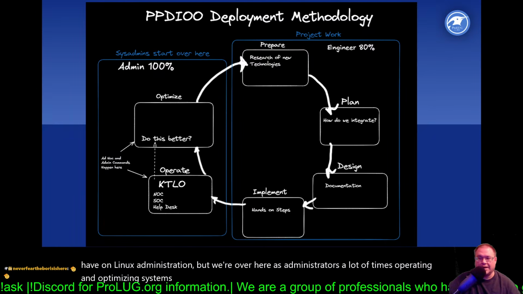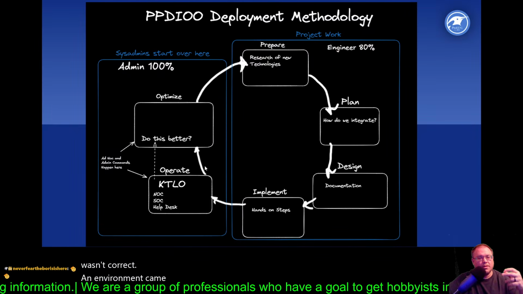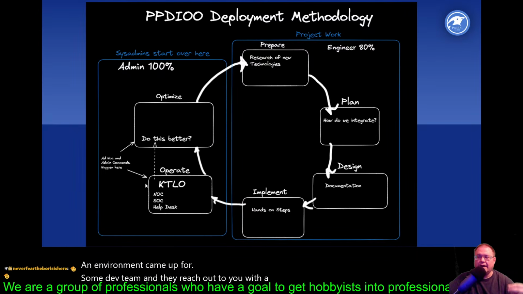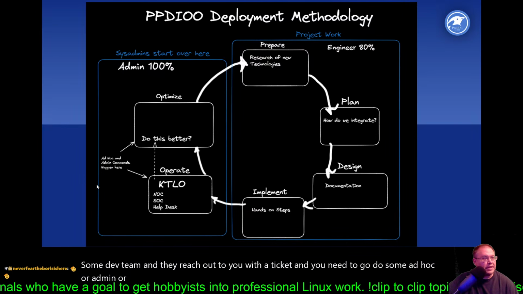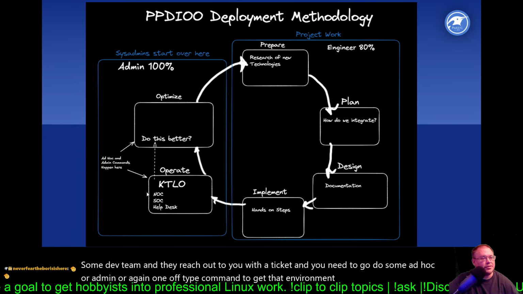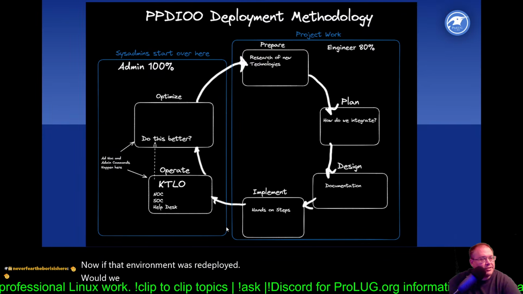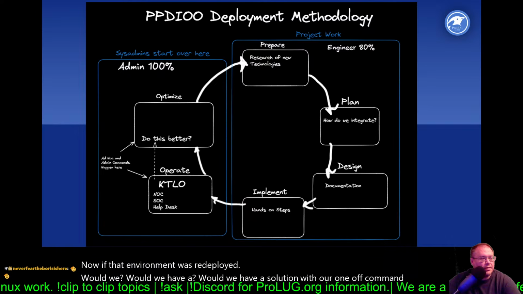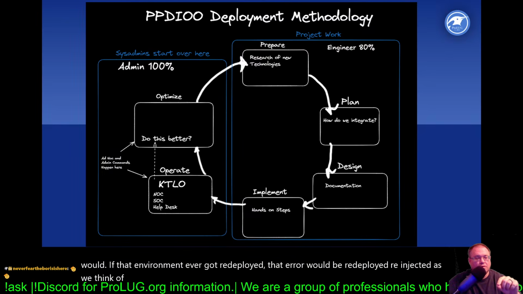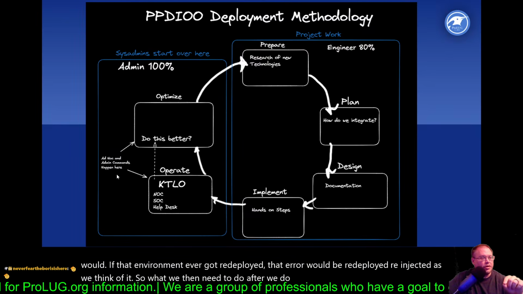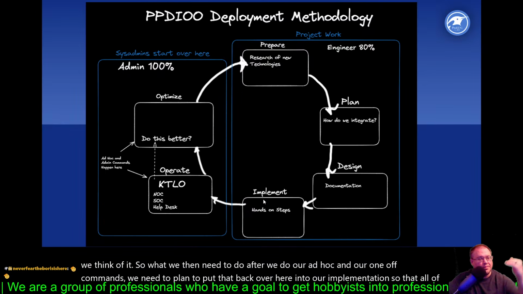So operations, I said in that example, a server came up and it wasn't correct. An environment came up for some dev team and they reach out to you with a ticket and you need to go do some ad hoc or admin or one-off type command to get that environment the way that they expect. Now, if that environment was redeployed, would we have a solution with our one-off command? No. If that environment ever got redeployed, that error would be re-injected as we think of it. So what we then need to do after we do our ad hoc and our one-off commands, we need to plan to put that back over here into our implementation so that all of our stuff comes up clean.